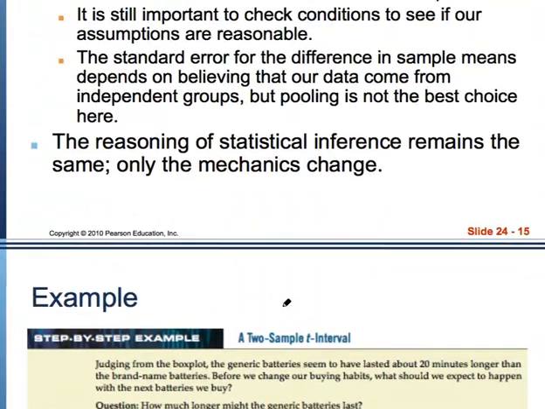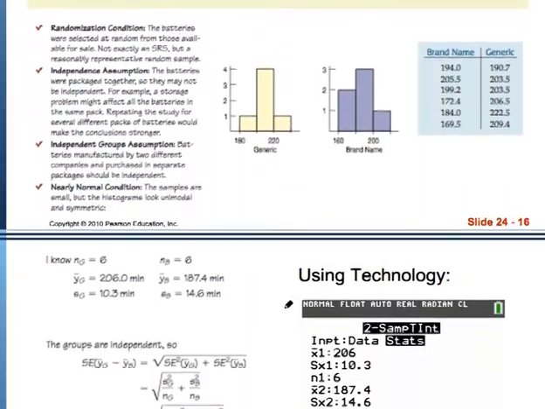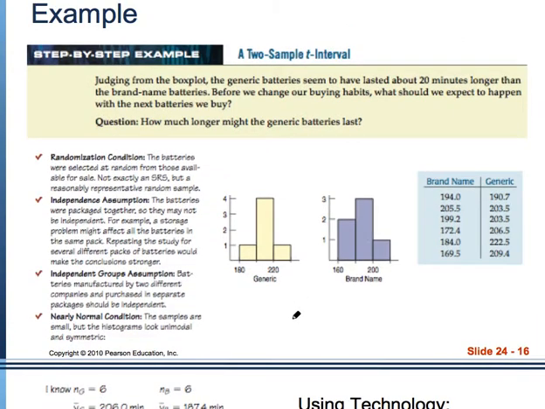I don't know where the first page of this went. Okay, so we have two generic, oh, that's right, we started off with this. Judging from the box plots that we already saw, we're going to compare the generic batteries to brand name batteries. The generic batteries look like they last 20 minutes longer because of where the box plots were. But before we change anything, we want to know what we expect to happen with the next batteries that we buy. So how much longer might we think the generic batteries last?